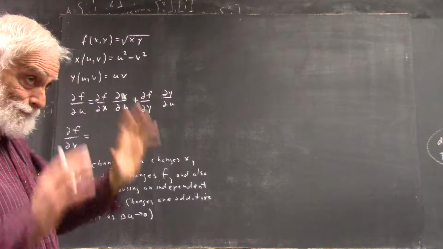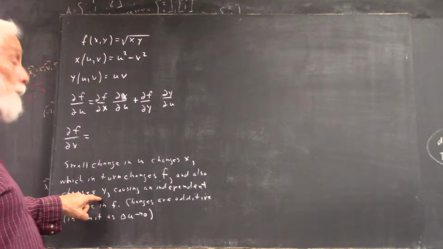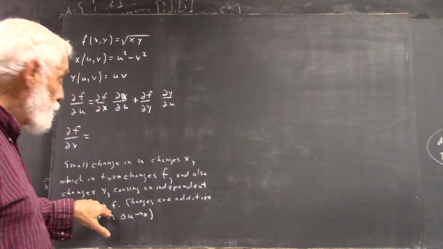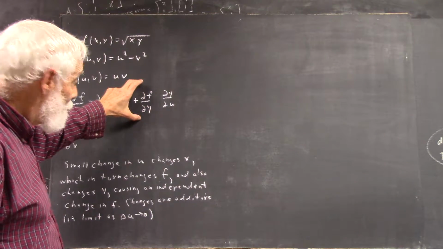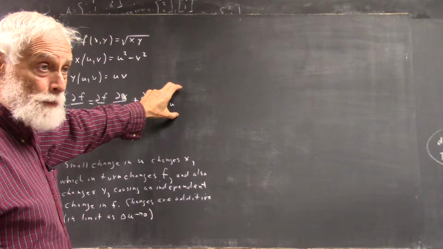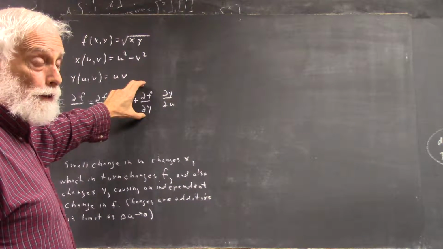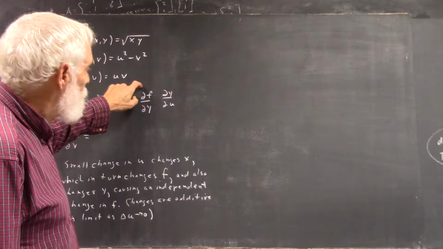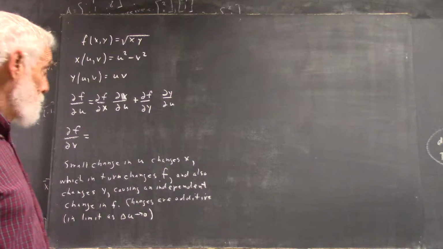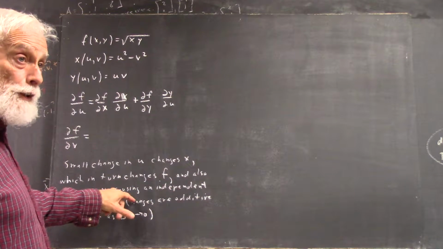Put that together, get a picture of it. Also changes y, causing an independent change in f. So here's your change, the rate at which you change with respect to y. Multiply that by the rate at which f changes with respect to y. You get the rate at which f changes with respect to u because of changes in y. Okay? And these changes are independent.